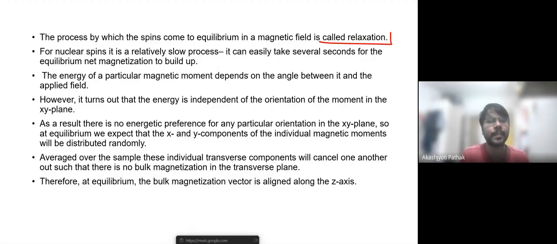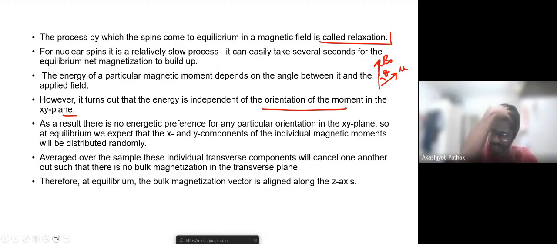The energy of a particular magnetic moment depends on the angle between it and the applied field. So we saw that it will depend on the angle between the external magnetic field and the magnetic moment. However, it turns out that the energy is independent of the orientation of the moment in the xy plane. In the transverse plane, the net magnetization is zero, because if you add up all the components, it gives you a value of zero. As a result, there is no energetic preference for any particular orientation in the xy plane.